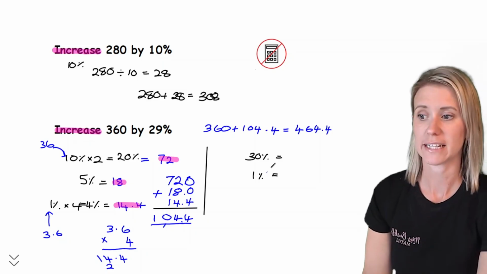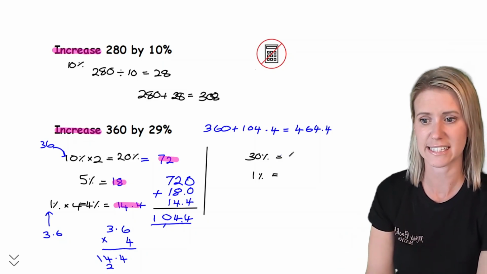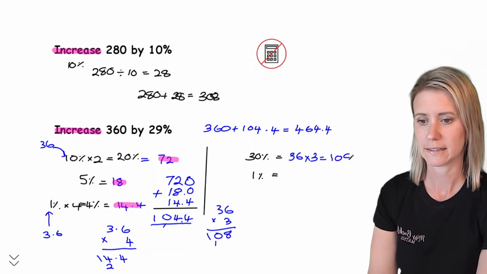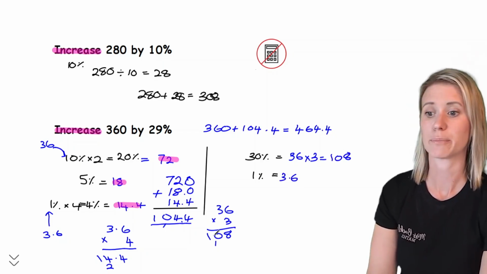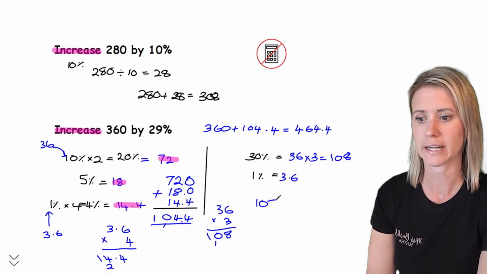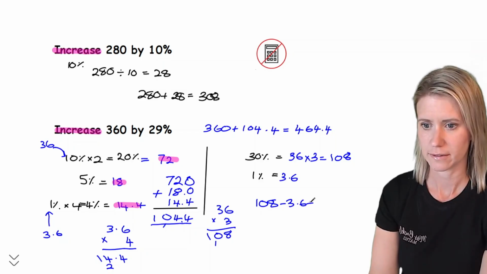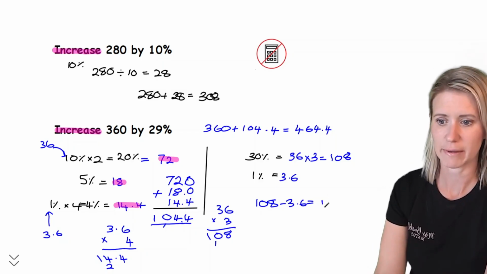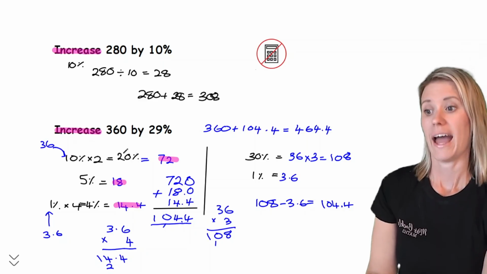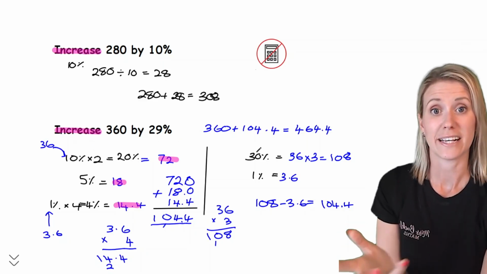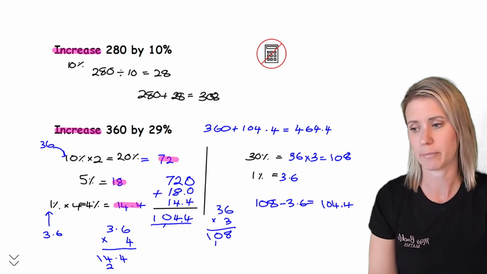Okay, if we're doing it the other way then, we're doing 30% subtract 1%. Well, 30% is going to be 36 times 3, which is 108. 1% is going to be 3.6, and then we're doing a subtraction this time. So we're doing 108 subtract 3.6, which once again is going to give us the same answer, 104.4. Adding on the 104.4 because it's an increase. So there's two different ways of doing the same question when it gets to those trickier percentages.